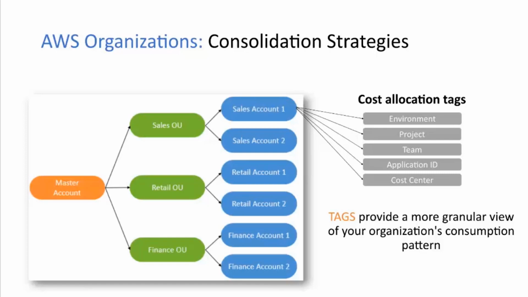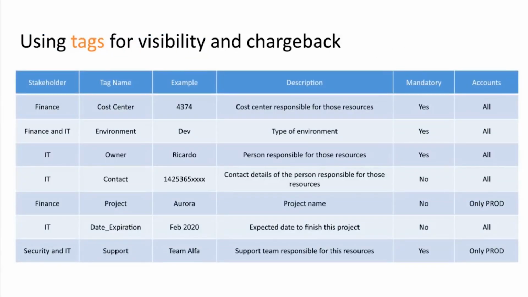So for example, you may have product A, an account for product A, and inside the product A account, you may have dev and production workload. So that can be done with tags. So you can tag AWS resources. But that's a good approach. And of course, there are some examples of tags over there.